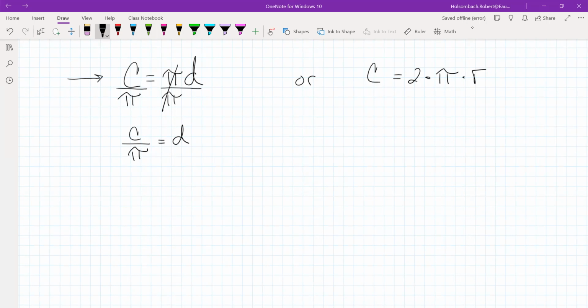Now, if we do the same thing over here on the right, if circumference equals 2 times pi times r, and we want to solve for the radius, well, then we would divide both sides by 2 pi. So the circumference divided by 2 pi equals the radius.